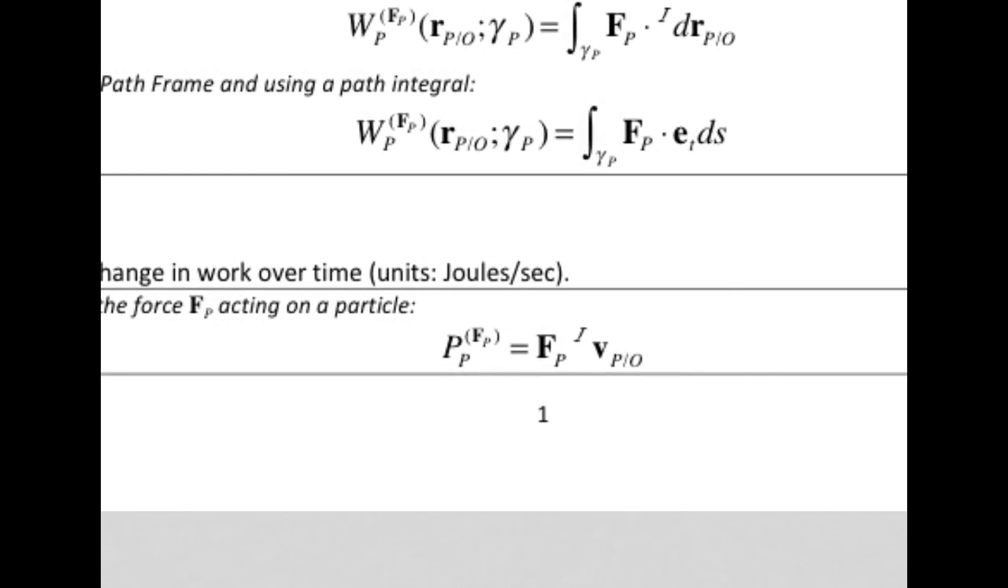And so this is simply the force vector dotted with, looks like I forgot my dot, dotted with the velocity of P with respect to O as observed in the inertial reference frame. And so power also is a scalar, and we write that as the power on particle P created by the force that's applied to particle P.